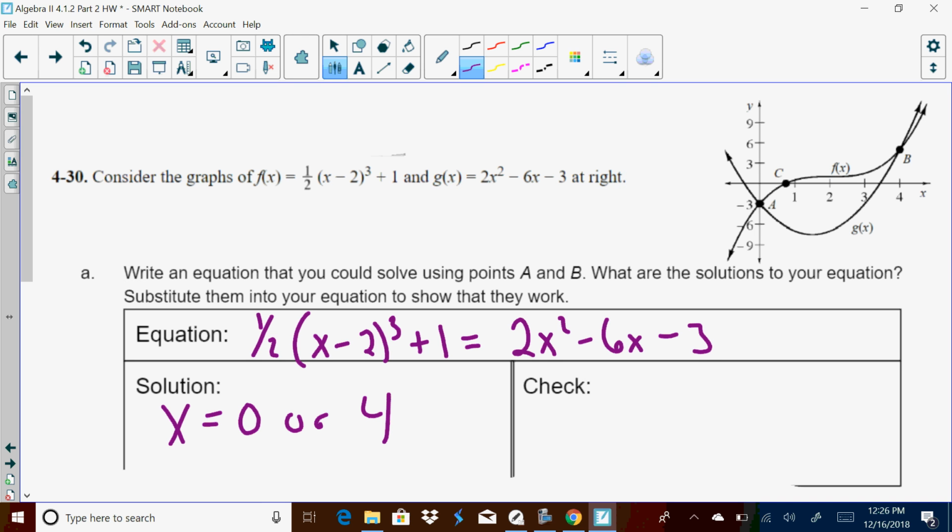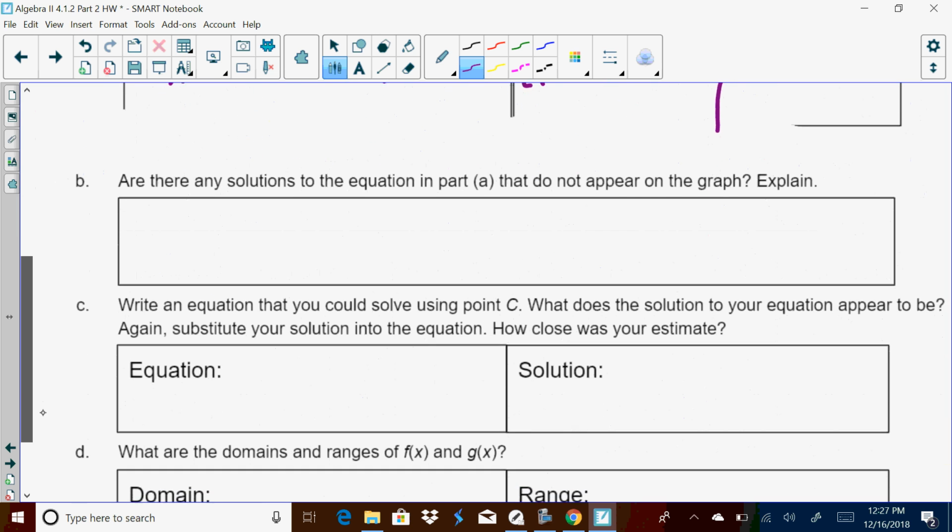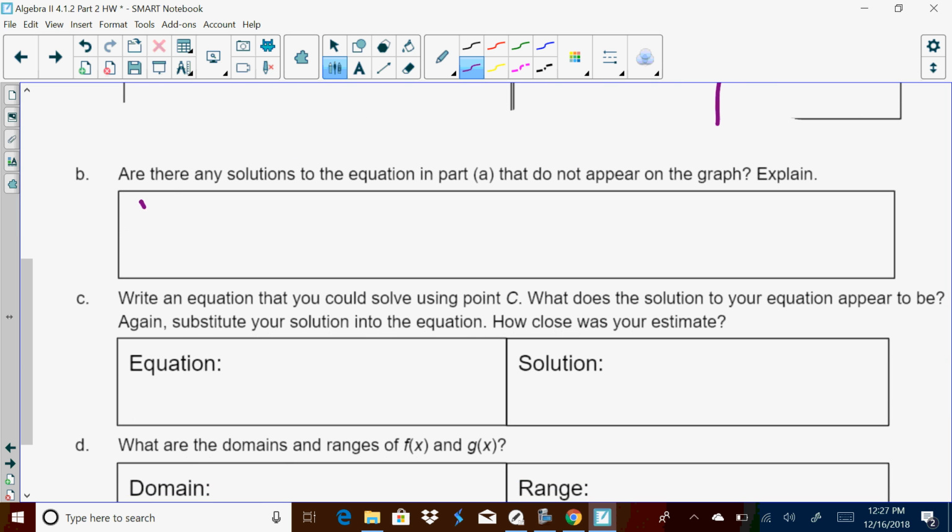So we would plug them back in to check, which you would just do 1/2 (0 minus 2) cubed plus 1 and set it equal to 0 squared minus 6 times 0 minus 3 for the first one. I'm not going to check them both. You guys could write out a formal check. For part B, are there any solutions? The answer is yes. Higher up, there's a solution.